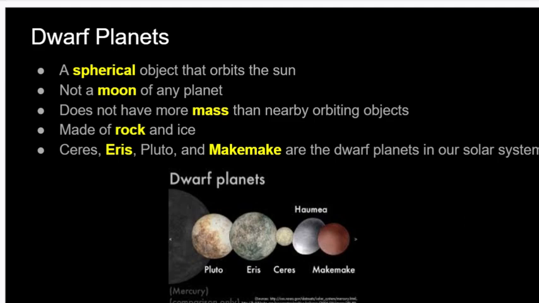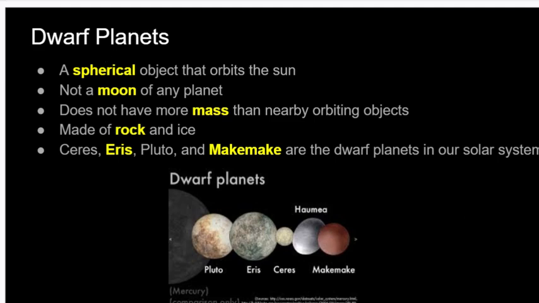First of all, they're not a moon of any planet. Now, a moon is going to be an object that will actually orbit a planet. A moon will orbit a planet as it orbits the sun. Now, we've already talked about how we have our moon that is going to orbit the Earth as we orbit the sun, right? Okay? Now, a dwarf planet is not a moon. It's not orbiting another planet. It's actually orbiting the sun just like the other planets.